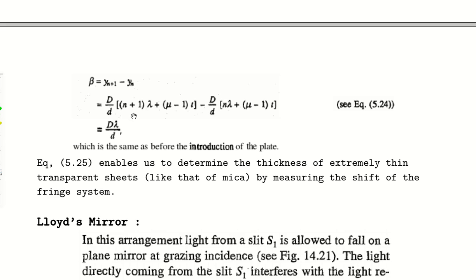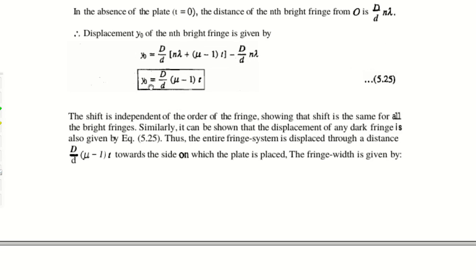But one thing you should remember: the fringe width is constant. You can prove it from here. It is evident because the fringes are equispaced, so the fringe width should have the same value. The fringe width will not increase or decrease in this case, but the whole fringe system is displaced by this amount.